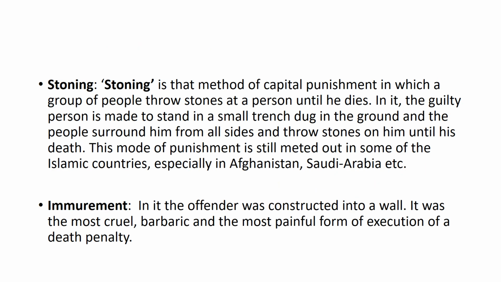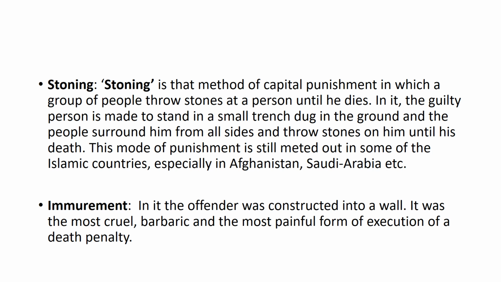Number 1, stoning. Stoning is that method of capital punishment in which a group of people throw stones at a person until he dies. In it, the guilty person is made to stand in a small trench dug in the ground, and the people surround him from all sides and throw stones on him until his death. This mode of punishment is still meted out in some of the Islamic countries, especially in Afghanistan, Saudi Arabia, etc.